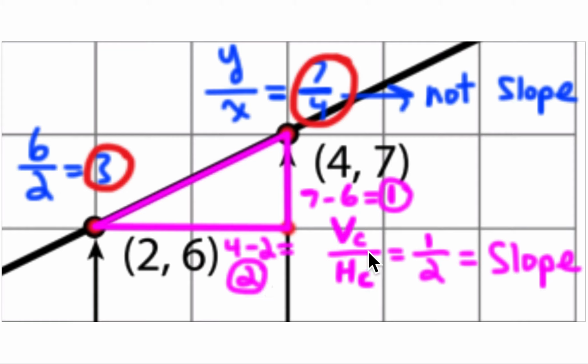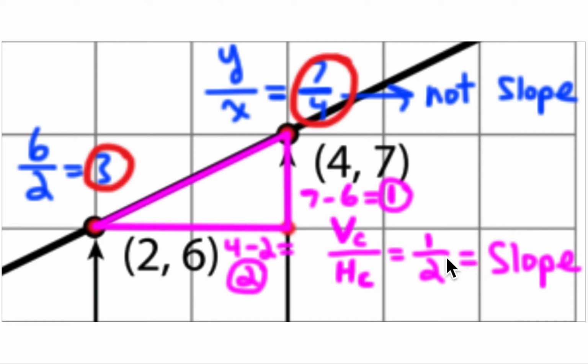So what's that ratio? The vertical change divided by the horizontal change is 1/2. That is equal to the slope. So this is not that bad. If you just get used to thinking about what's the beginning amount, subtract that from the ending amount, you'll be able to get to the slope. That's one part of the equation. That's the m in the equation.